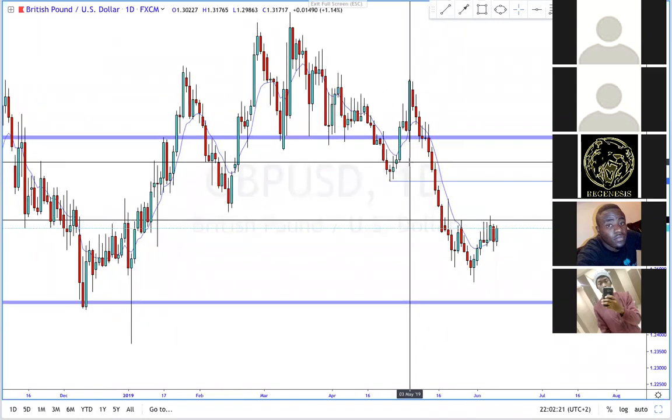So I'm looking at GBP USD. As you can see in my charts, quite clean chart. We try to keep it as hygienic as possible. So I'm gonna go through this chart with you and hopefully show you how I would look at this. And I'm gonna take a couple of questions after that.